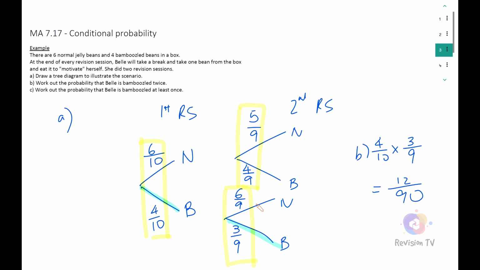Now in probability, you are not usually asked to simplify the fractions because in probability, having an unsimplified fraction also tells you some important information.